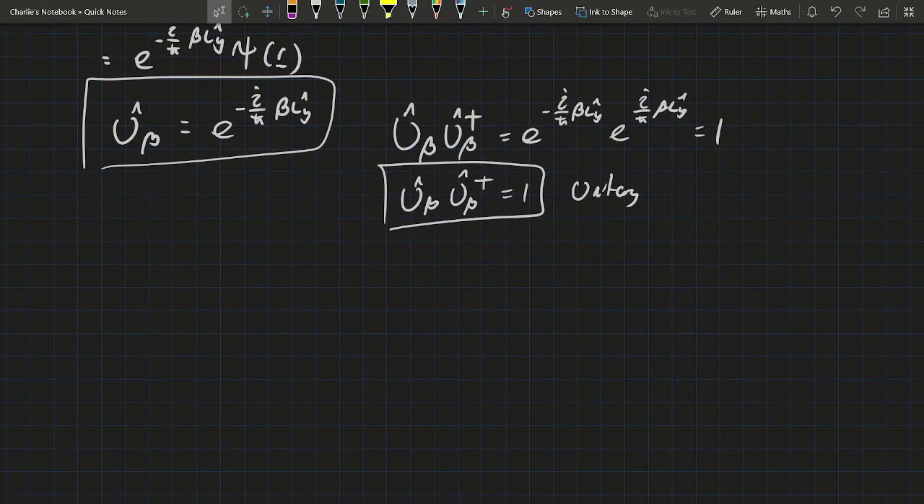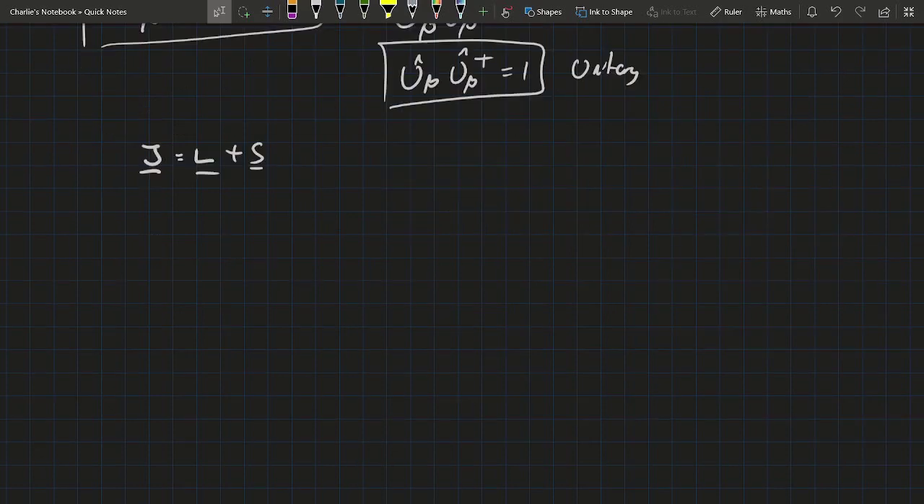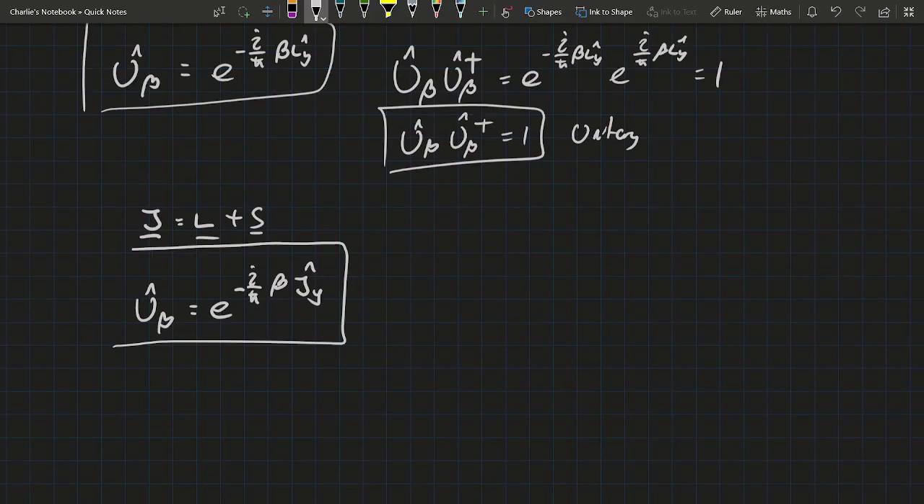It should be noted that this unitary rotation operator for finite rotations about the y-axis only holds for spinless particles, and if we want to introduce spin, we have to consider the total angular momentum, J equal to L plus S, where L is the orbital angular momentum, as has been our sole consideration so far. In this case, U(β) for a particle with spin would simply equal e to the minus i over ħ β J_y hat, which can now be applied to particles with spin.